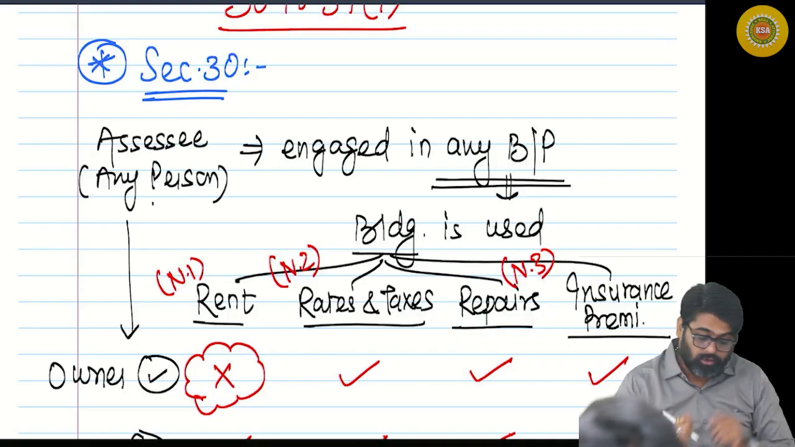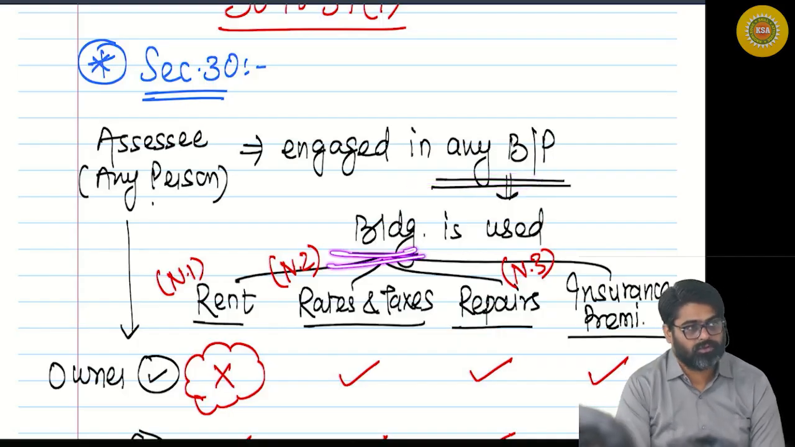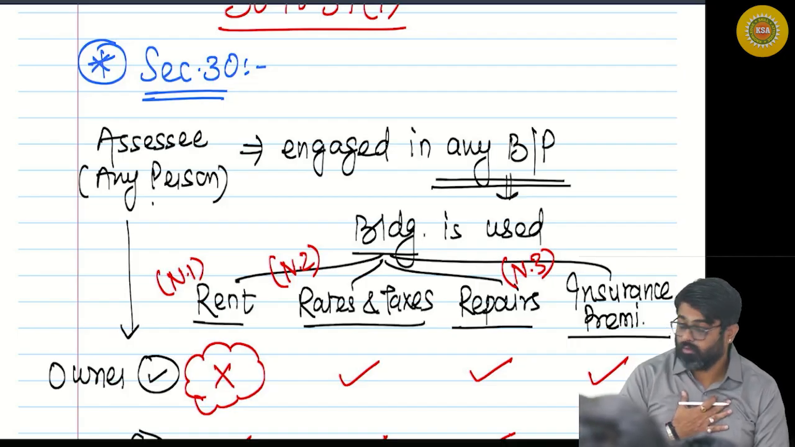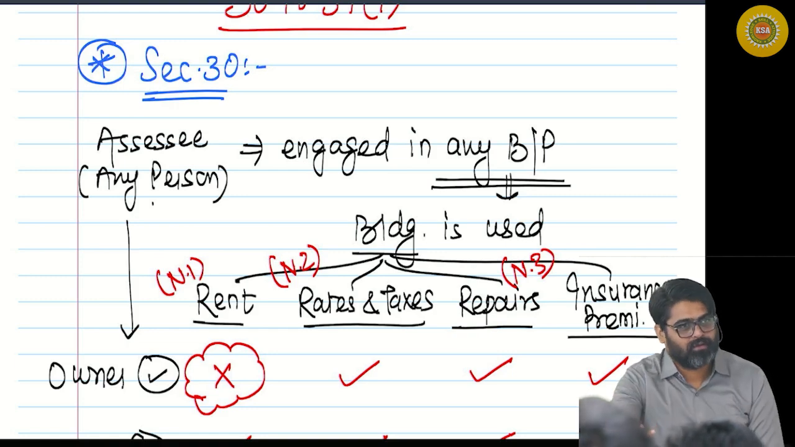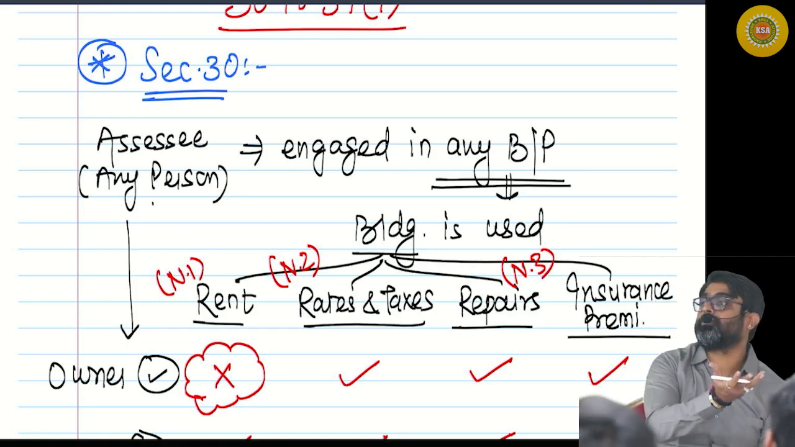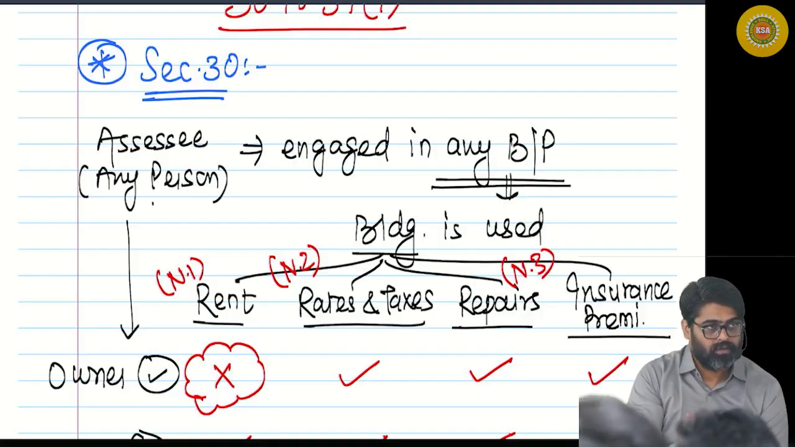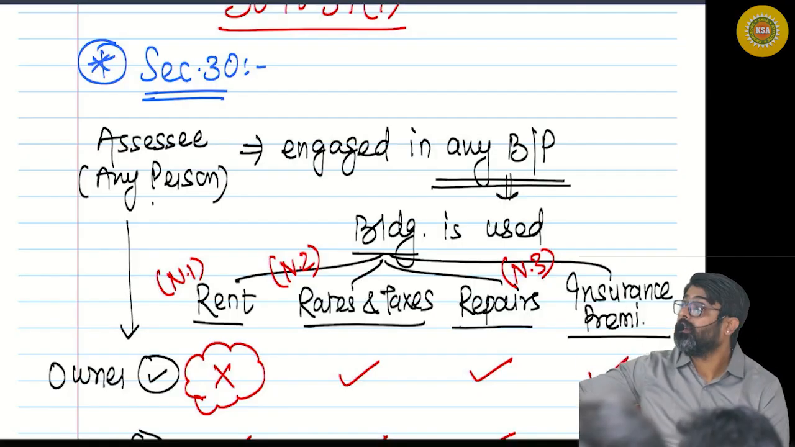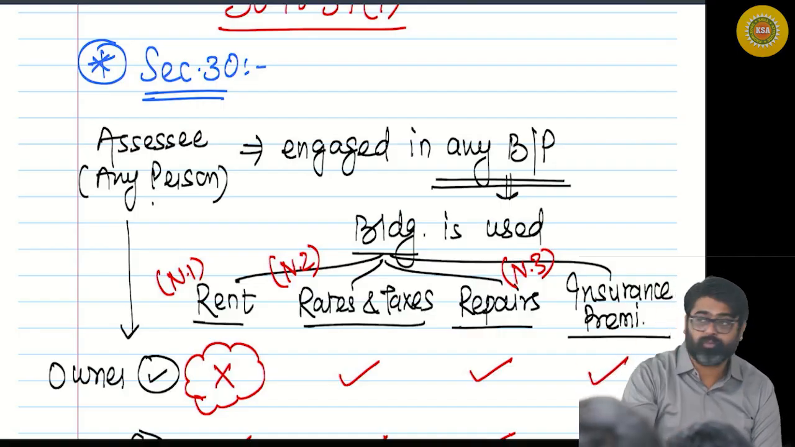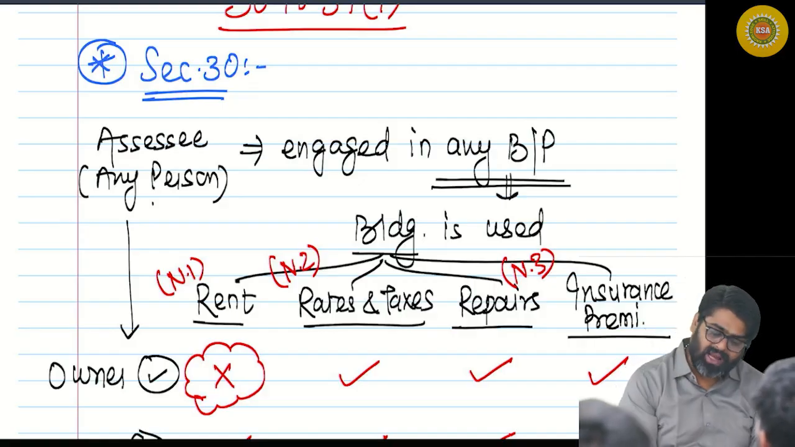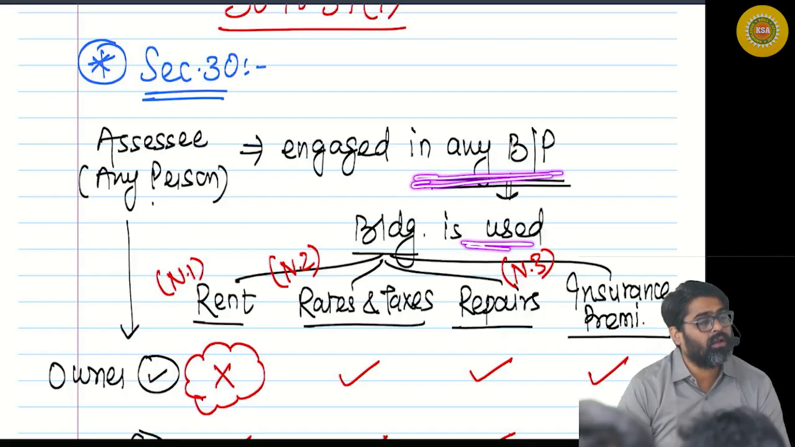Yes or no? So in that business or profession, any building is used. For example, I am a chartered accountant. Not example, I am actually a chartered accountant. So in my CA profession, will I use any office? So that is a building used for the purpose of my business or profession. I might have a factory which I am using in my manufacturing business. I might have a warehouse. I might have shops, godowns. Yes or no?